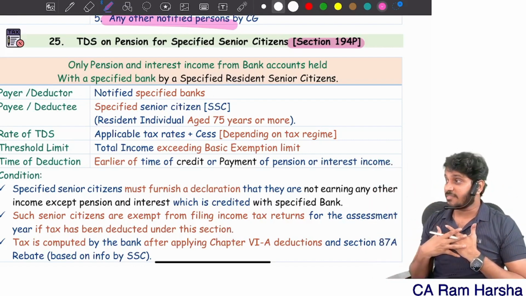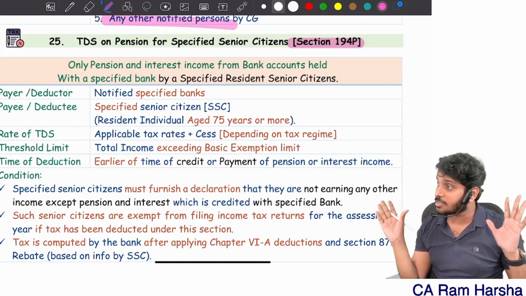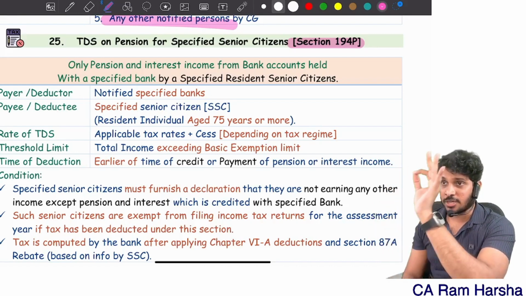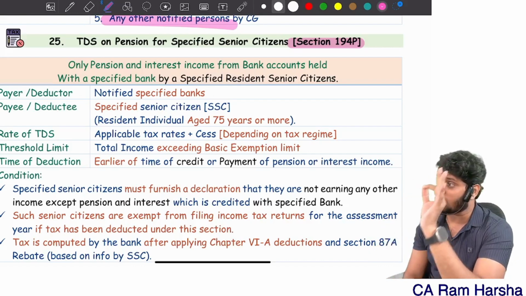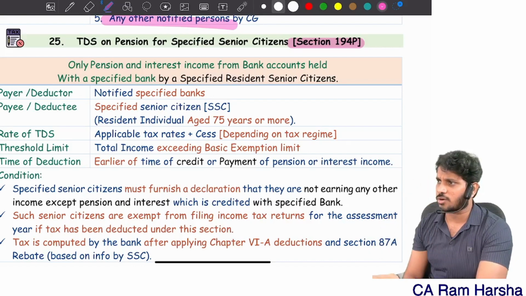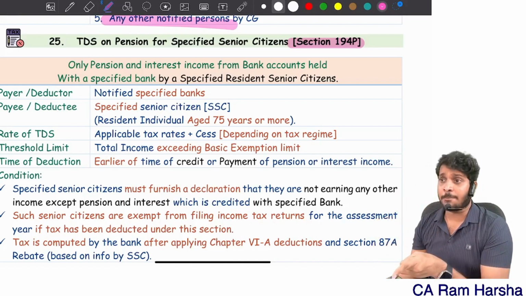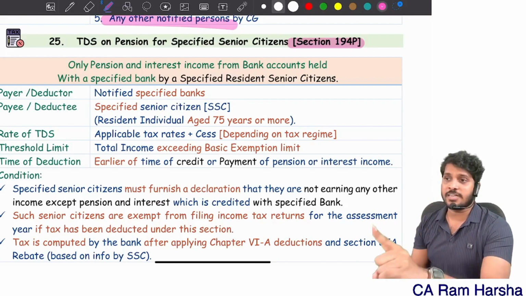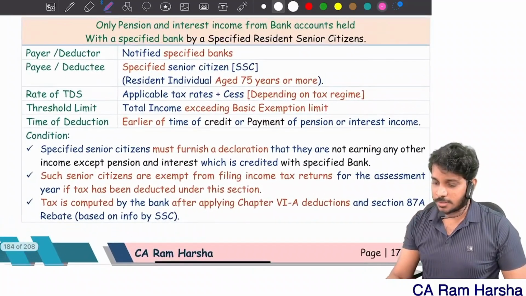Now what is the benefit here for me? I am exempted from IT return, no matter how much my income is. I am exempted from filing IT return because State Bank of India is deducting my entire income tax liability, including surcharge and cess, everything. Just like in 192, how you compute employee tax liability, here the bank will compute the senior citizen's tax liability. Yes or no? So they will deduct TDS and then pay to the government. Are you clear? So that's it.